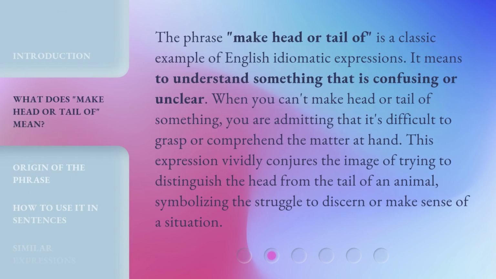The phrase, make head or tail of, is a classic example of English idiomatic expressions. It means to understand something that is confusing or unclear. When you can't make head or tail of something, you are admitting that it's difficult to grasp or comprehend the matter at hand. This expression vividly conjures the image of trying to distinguish the head from the tail of an animal, symbolizing the struggle to discern or make sense of a situation.